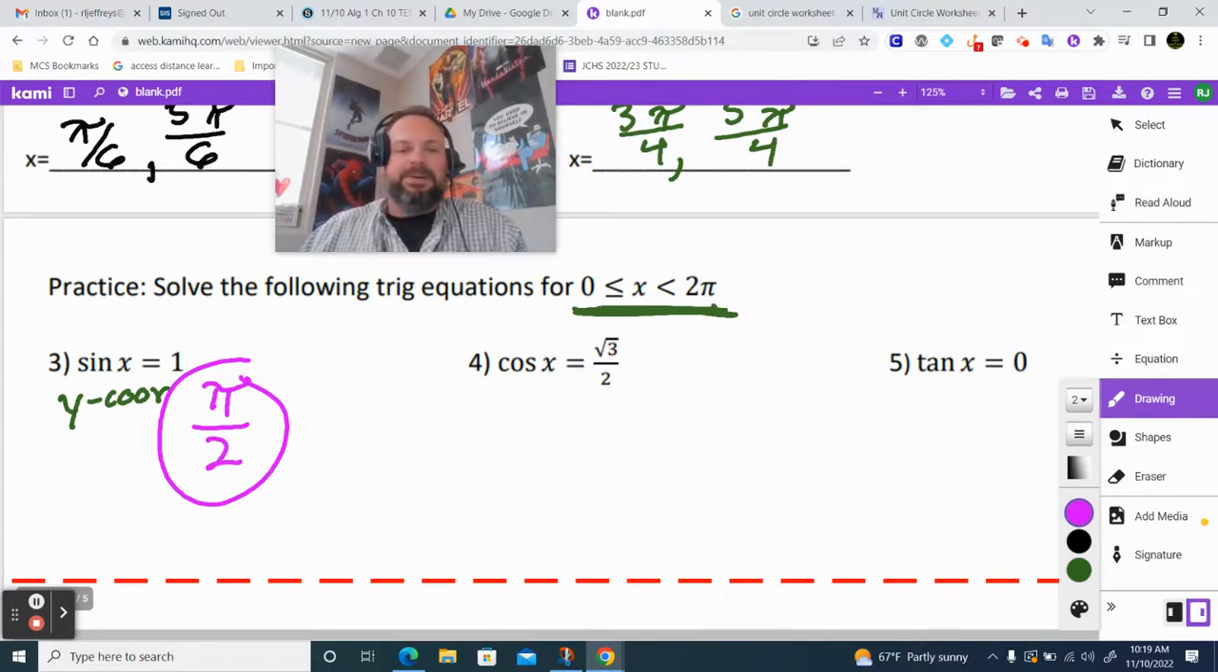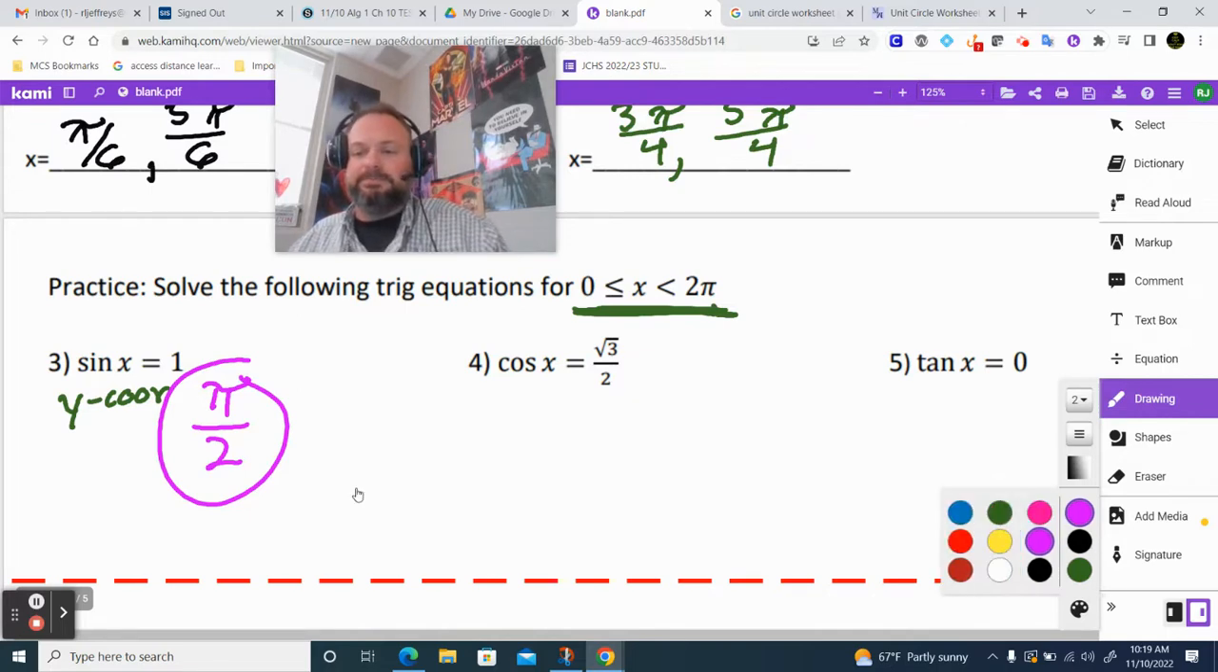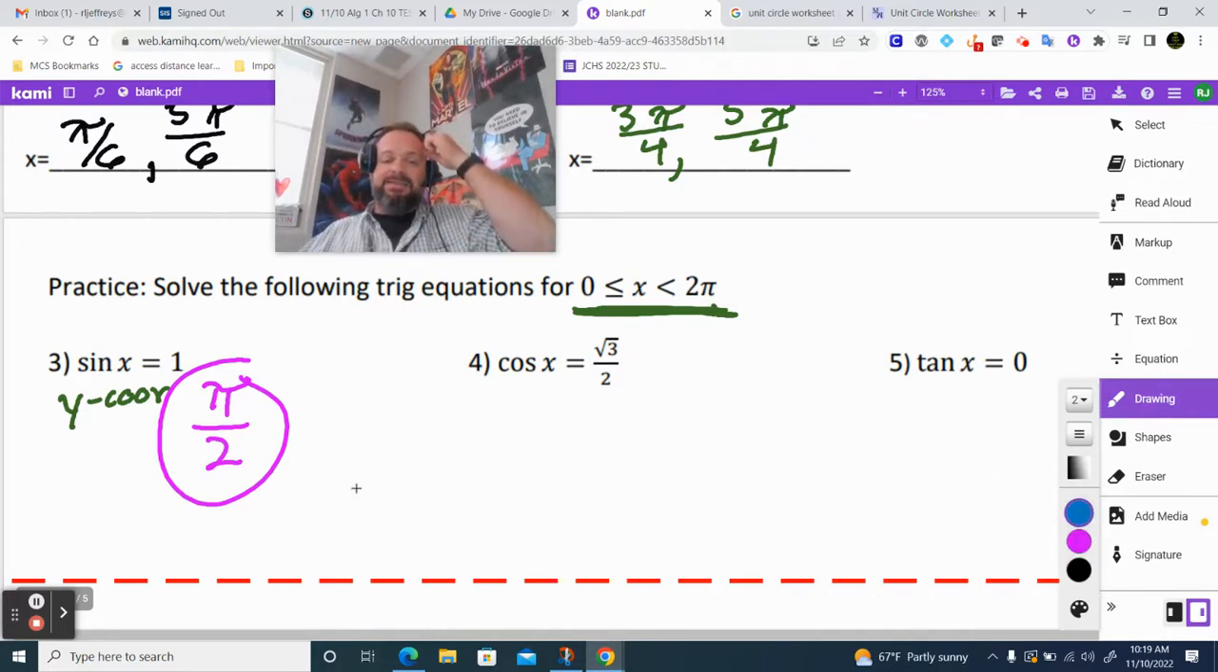Okay. So cosine, this is our x coordinate, is 3 pi over 2. All right. So this is positive. That's a positive x. So it's going to be in 1 and 4.